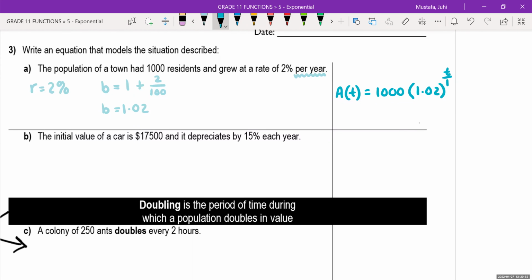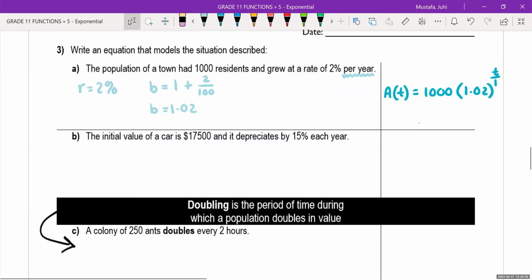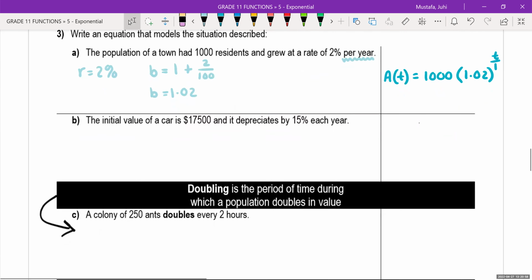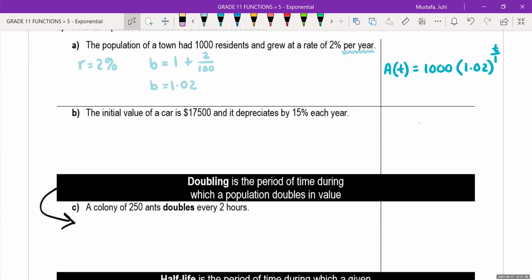Question letter B. The initial value of a car is 17,500. What car is 17,500? A new one? See, this is what I mean. This is very outdated. And it depreciates. You were so quick with that, everyone. That was quick. It depreciates 15%.